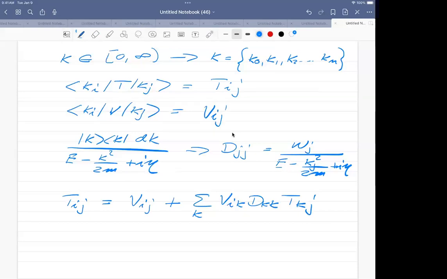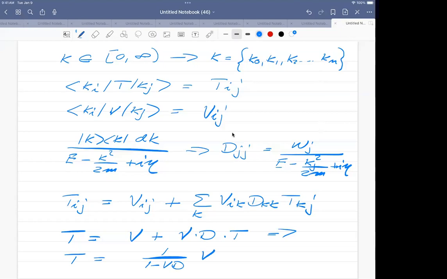Now, what happens then is that if you rewrite this in a matrix form, this is nothing but T is equal to matrix V plus matrix V times matrix D times matrix T. Now I'm taking all the indices i and j. So I'm just setting up this as a matrix. So T is a matrix, V is a matrix, D is a matrix, and T is a matrix. And that means that the only thing you need to do then, if you can invert that factor, you can actually invert 1 minus V times D.